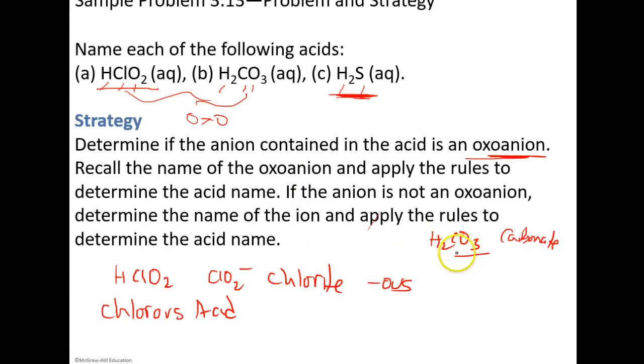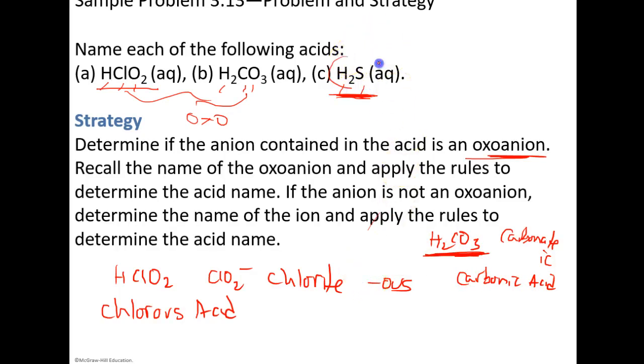So carbonate ion, so it's going to be carbonic. This is going to end in ic. So this is called carbonic acid. But wait a minute, why isn't it called hydrocarbonic acid? You should be able to answer that. Why is this not hydrocarbonic acid? Because this is an oxyacid. It's using one of the polyatomic ions.